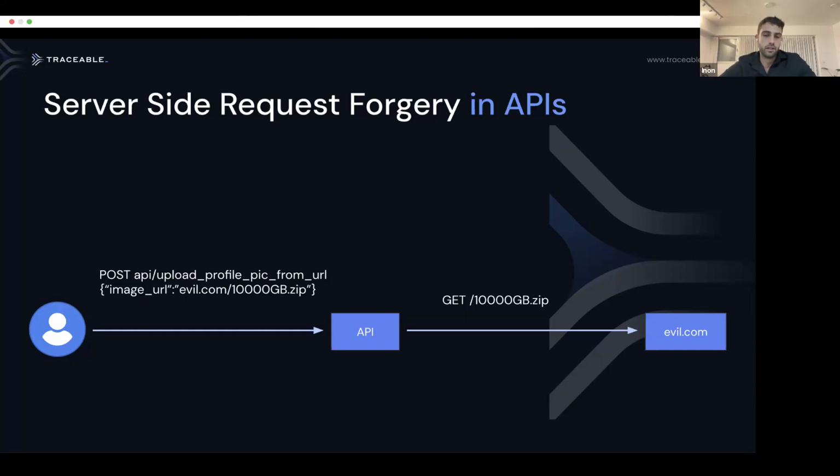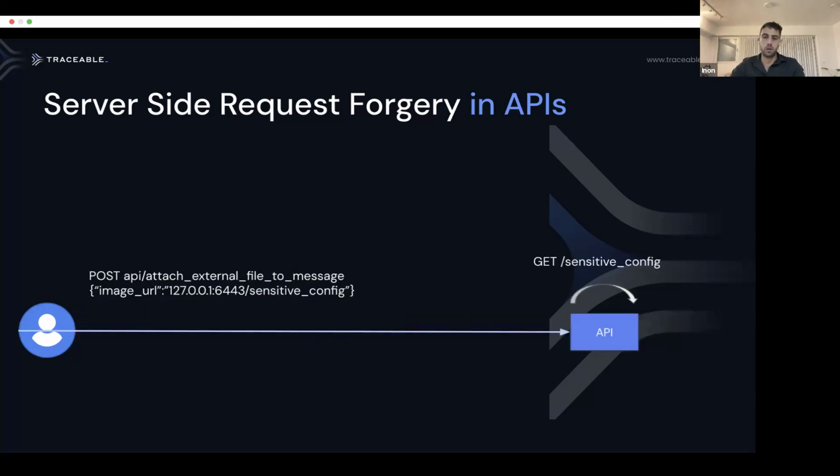What happens if, instead of sending an innocent image, you send a really large file of 10,000 gigabytes? You would cause the API of Facebook to access this file and try to download it, and it would consume a lot of the resources of the Facebook API. It might even lead to denial of service. This is just one example of how you can exploit SSRF.